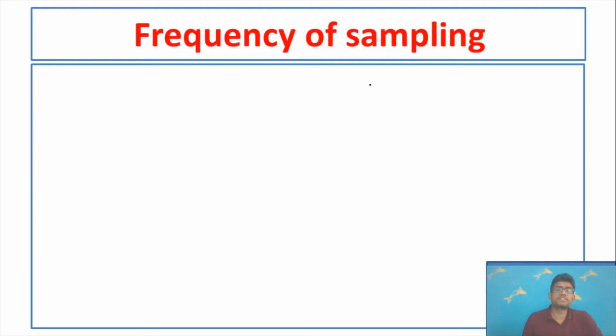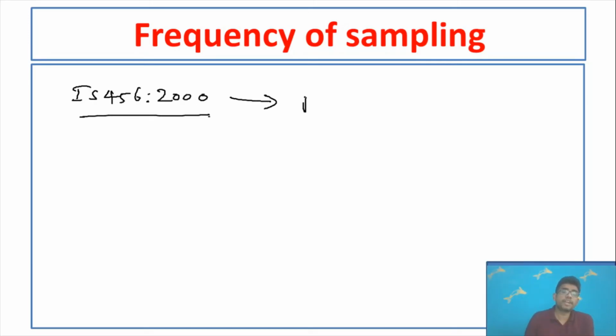Next one, frequency of sampling. In the field, whenever we are making the concrete mix, we have to take samples for testing, check their strength, and assure whether we are getting the required strength or not. For that purpose, IS 456 gives a table, which you can find on page number 29.